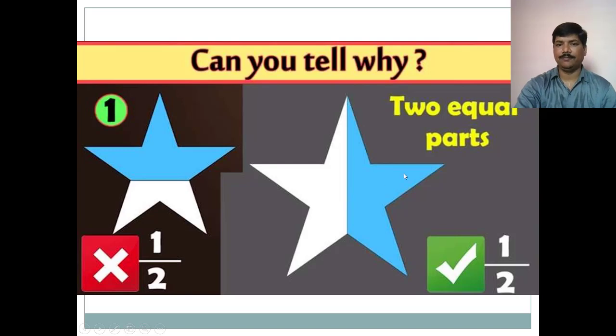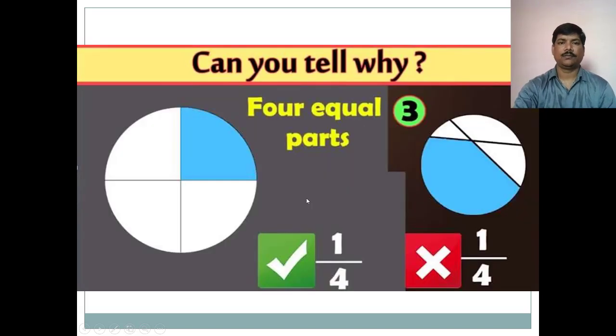If we divide in this way, then this shaded portion will be 1 by 2. Why? Now these two parts are equal. Can you tell why? 4 equal parts. In this way also, as you are seeing, here are 4 parts, and these are not equal. So how do we correct it? We can correct it by dividing into 4 equal parts.